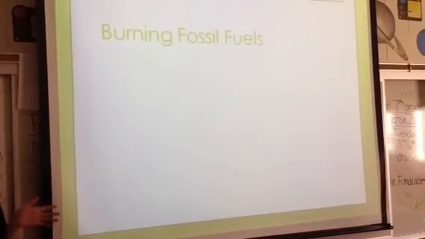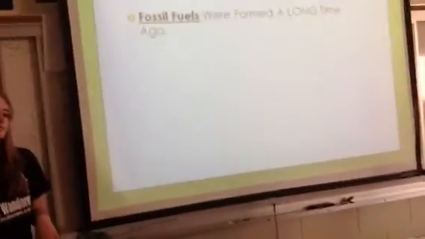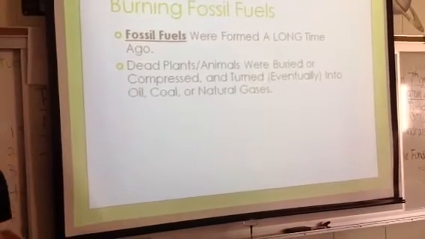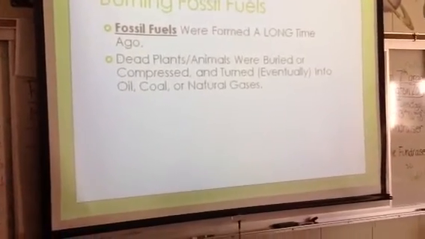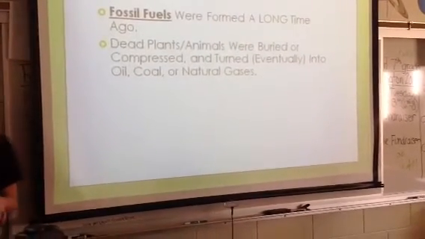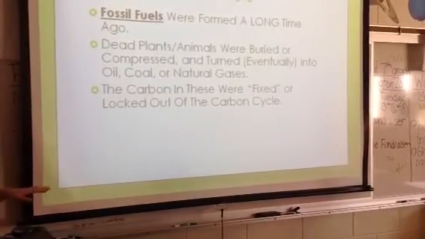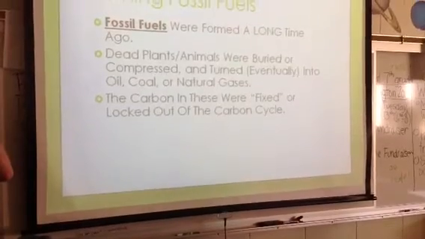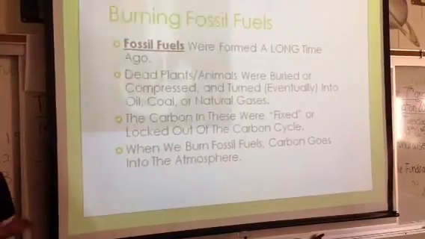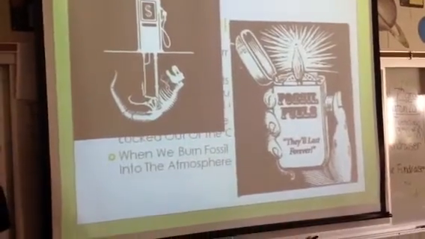The first one is burning fossil fuels. Fossil fuels were formed a really long time ago from dead plants or animals that were buried and compressed, and eventually turned into oil, coal, or natural gas. The carbon in these was fixed. It was totally locked out of the carbon cycle. It wasn't going anywhere. And when we burn fossil fuels, carbon goes into the atmosphere. So that's one of the ways that you can create carbon.